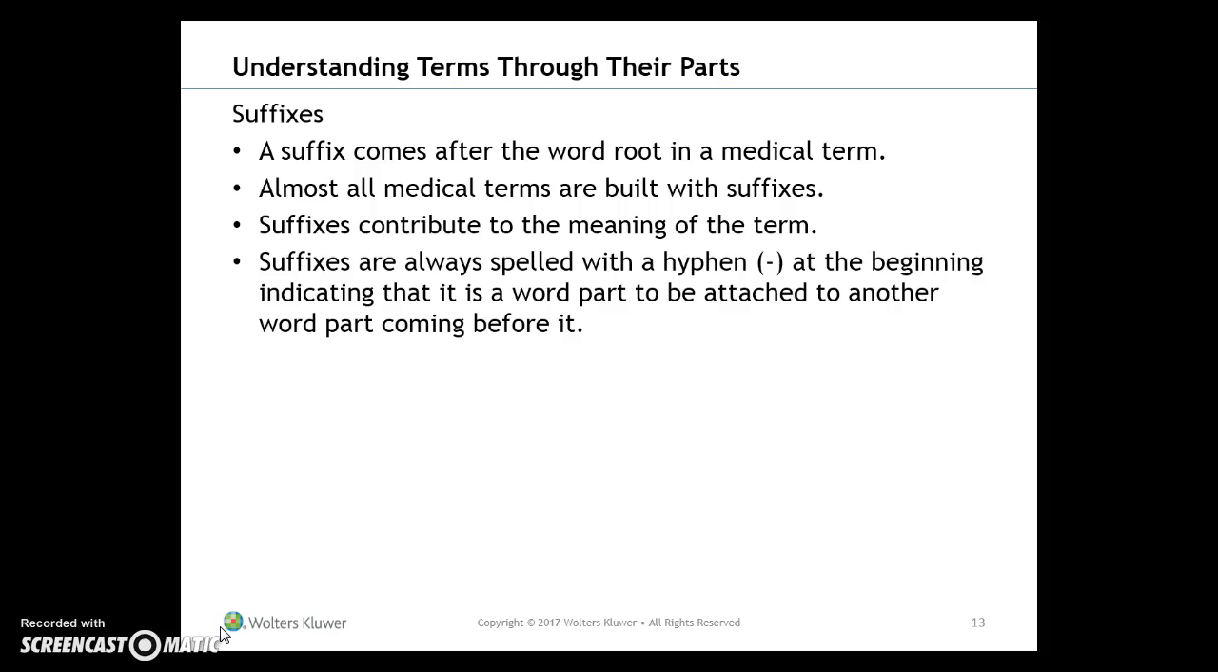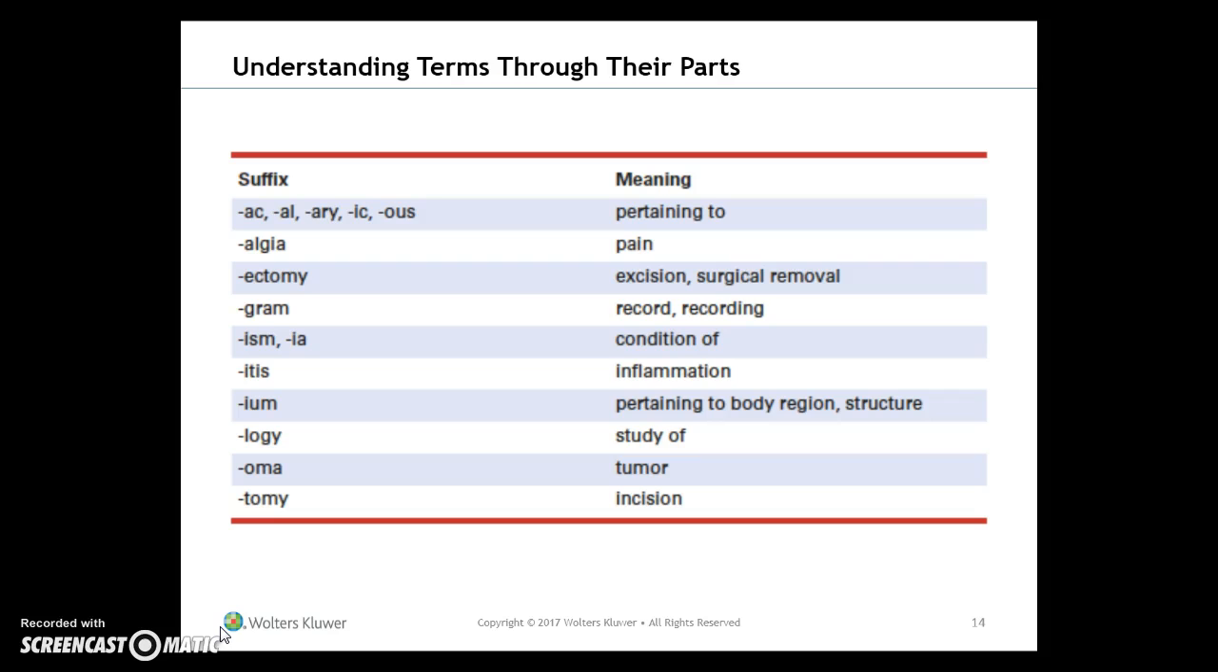Many medical terms are built with suffixes. Suffixes contribute to the meaning of a term by simply adding the meaning of the suffix to the meaning of the word root and to the meaning of the prefix when one is present. So you really got to memorize the meanings of the suffixes and then practice the exercises. I think it's exercise 5.